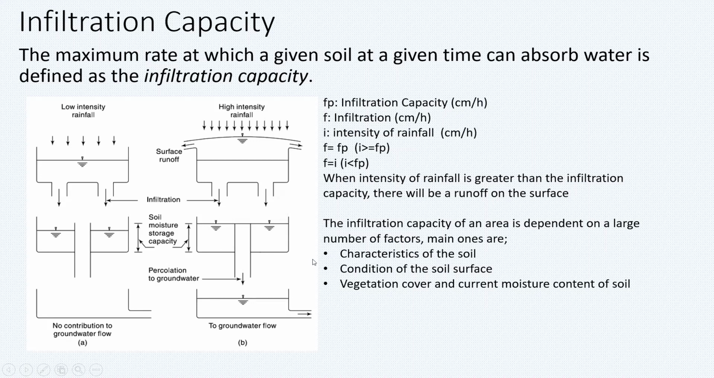Now in the soil also this is what is happening. If you don't get enough rainfall intensity, it will be absorbed by the soil. No runoff will be taking place and it will be retained by the soil. But if you get an excess amount of rainfall, surface runoff and groundwater percolation will take place. So this is what it represents here. The infiltration capacity of an area is dependent on a large number of factors. The main ones are characteristics of soil, condition of soil surface, vegetation cover, and current moisture content of soil. You can read these things from your course material.